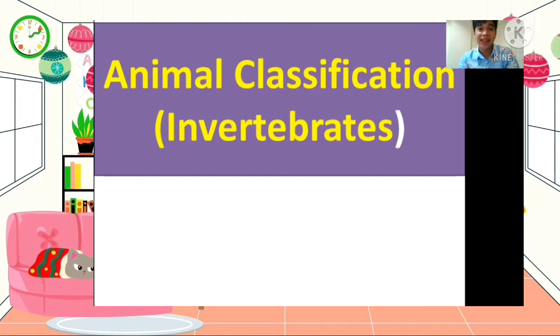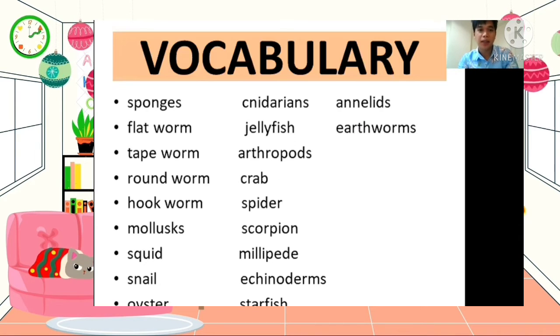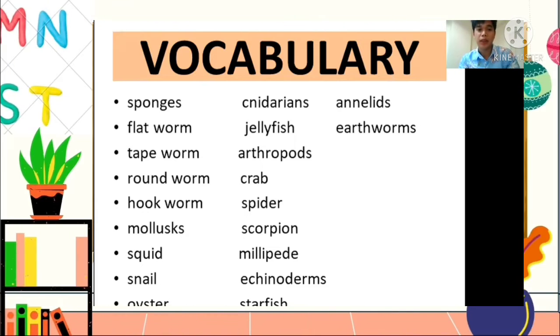Now, before we start, let's first read our vocabulary words. Repeat after me. One, two, three. Let's start. Sponge. Flatworm. Tapeworm. Roundworm. Hookworm. Mollusk. Squid.